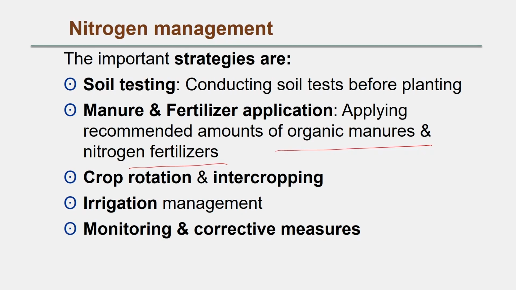Crop rotation and intercropping also have important role in nutrient management, because one can take leguminous crop in the rotation or as an intercrop, which can help to partly substitute or replace the nutrient requirement from chemical fertilizers. And irrigation management is also important, because the nitrogen management or any nutrient management have very close interaction with the water. Monitoring and then corrective measures for nitrogen management.